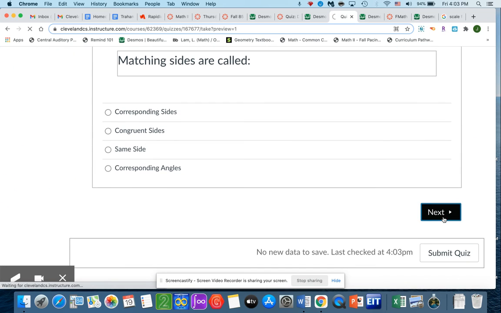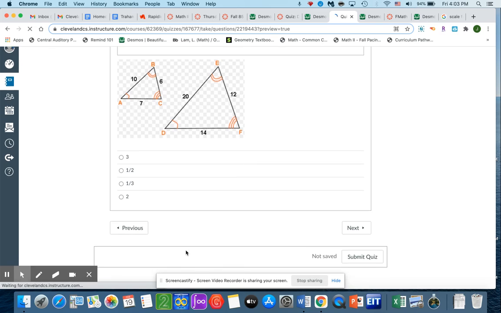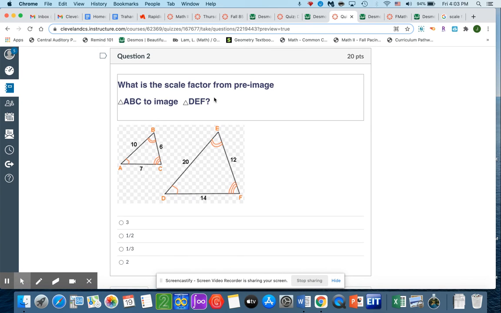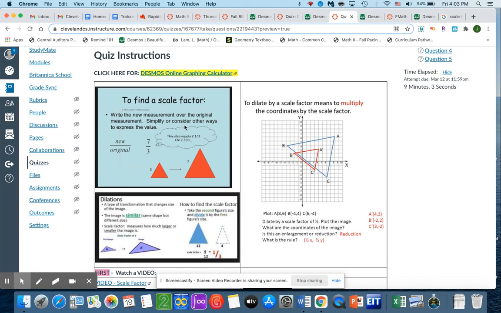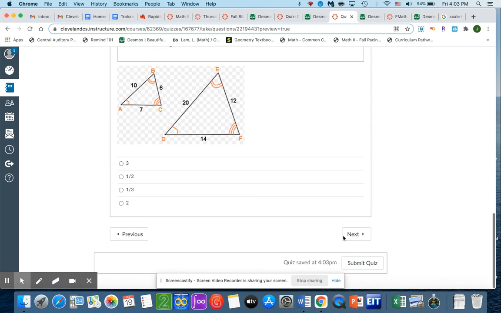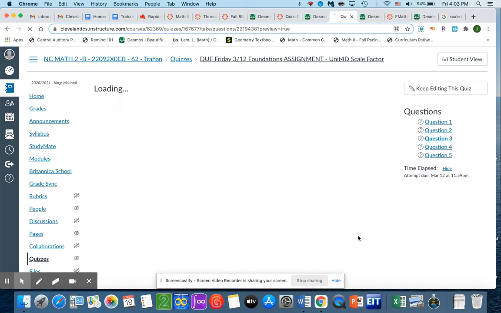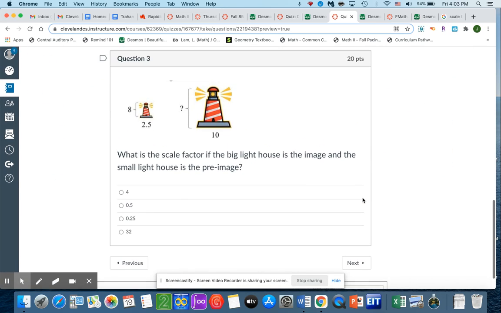What other kinds of questions are you going to have? There's some vocabulary floating around. This one's asking you about the scale factor from the pre-image to the image. And remember, you're going to find your scale factor, which is your image divided by your pre-image. Image refers to your new. Pre-image is where you had started originally. The next question is asking about the scale factor, and it's telling you which one is the image and which one is the pre-image.